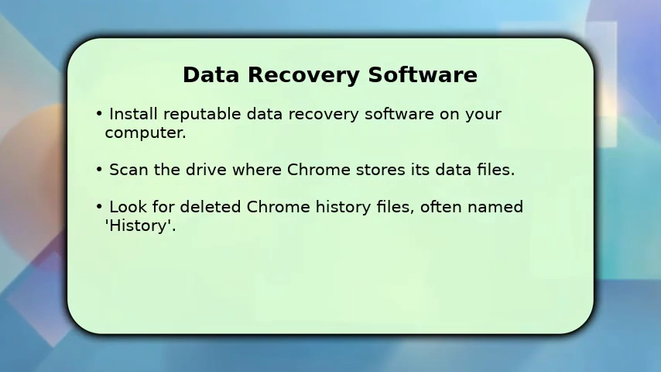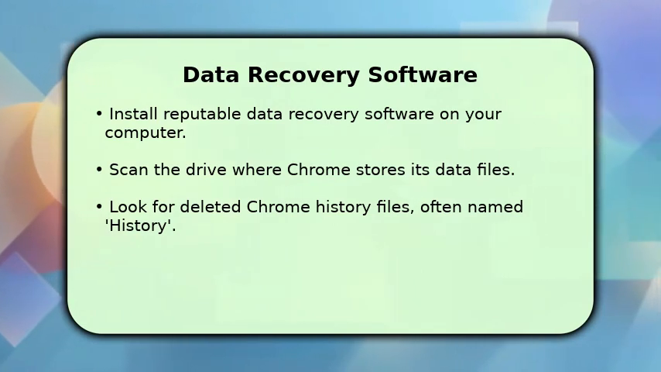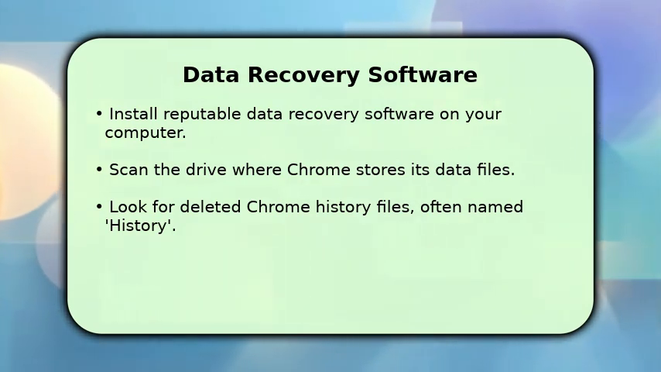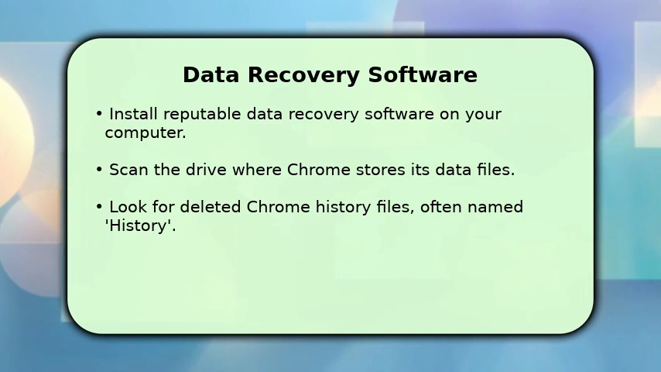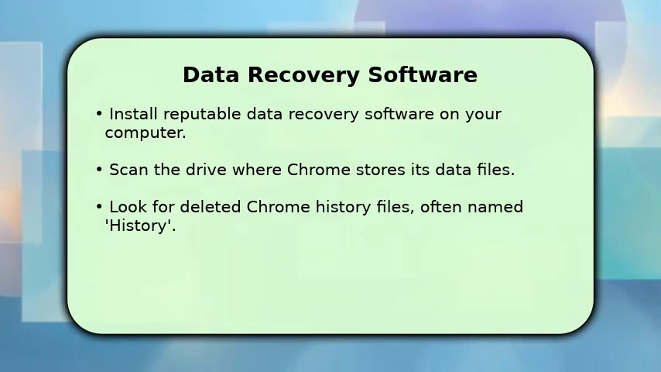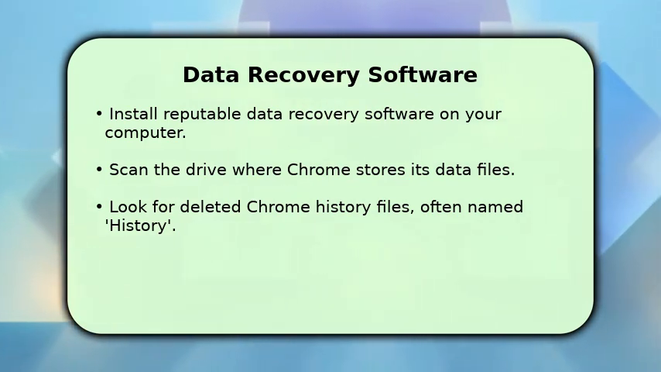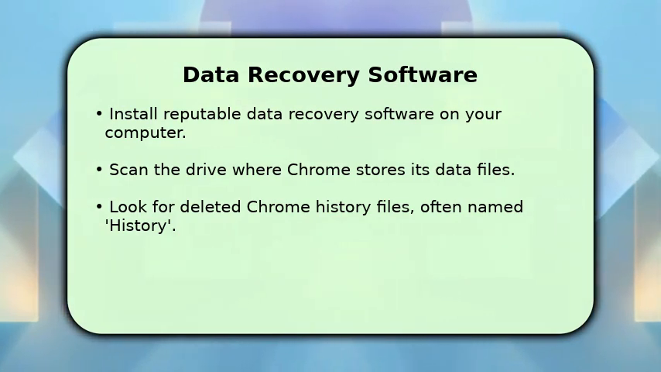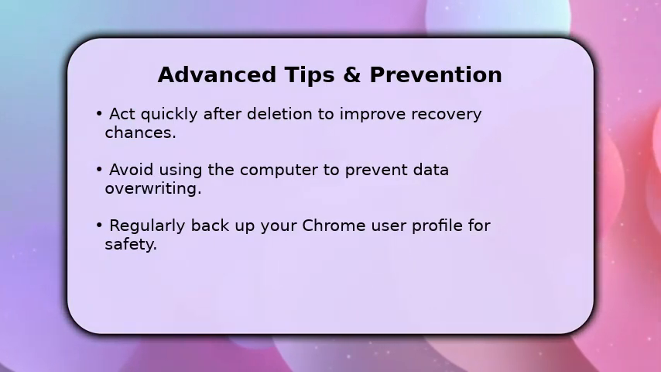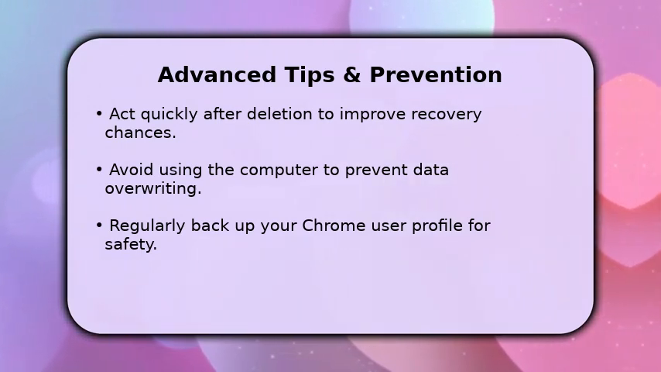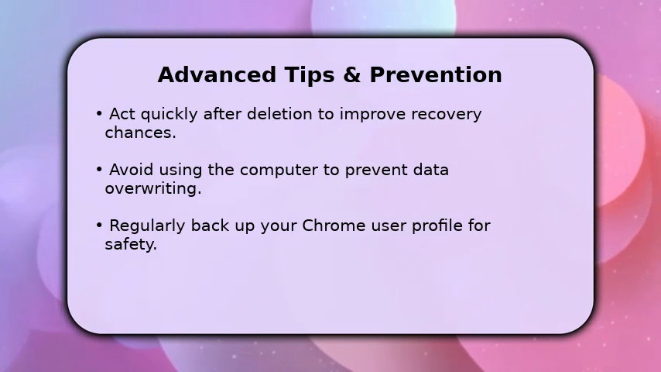If Google My Activity doesn't yield the desired results, data recovery software can be a powerful tool. Install a reputable program on your computer. These tools can scan your hard drive for files that have been marked as deleted but are still physically present. Focus your search on the specific directory where Chrome stores its user data, looking for files like history or web data. For better recovery chances, act quickly after deleting your history. Continued computer use can overwrite the deleted data, making recovery impossible.